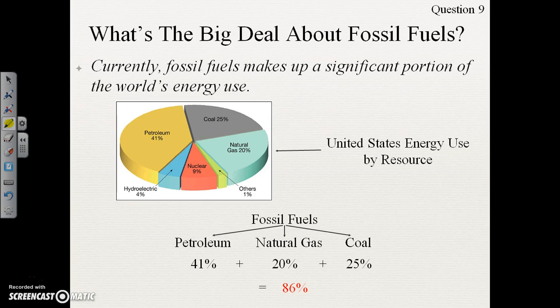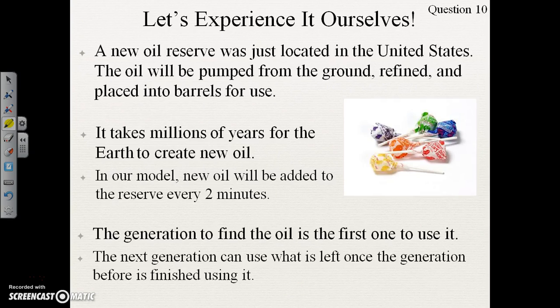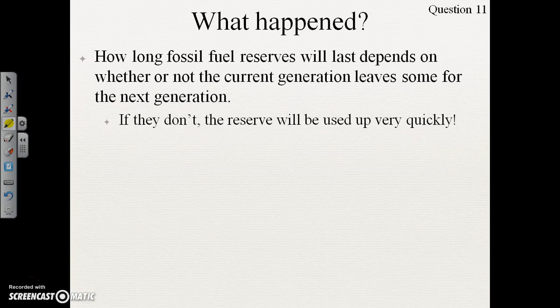So the U.S. and other countries currently are trying to lessen these three slices and make the other slices much bigger, because it is, again, healthier for the planet. It's more renewable. It's easier, once they're in place, to keep them running. We are going to do this demonstration in class, so I don't want you to get the whole thing. But how long a fossil fuel lasts depends on whether or not the previous generation leaves something for you there, because it is non-renewable.